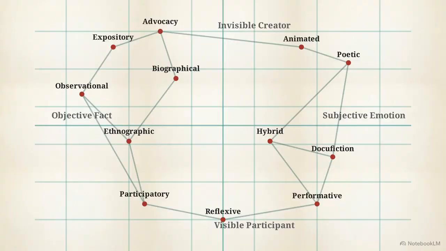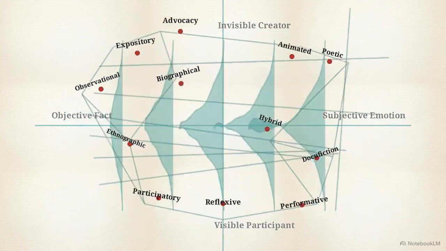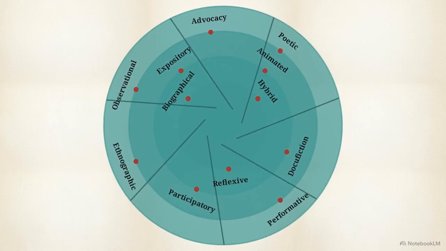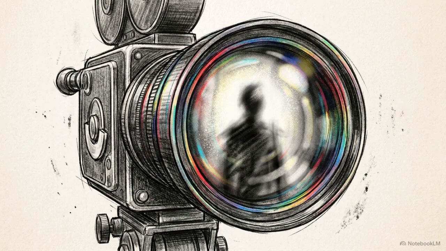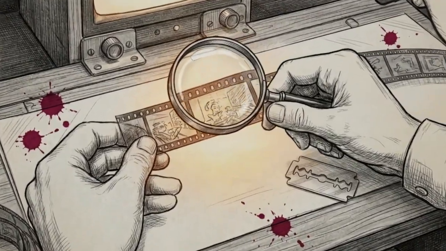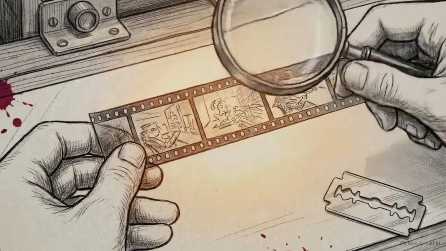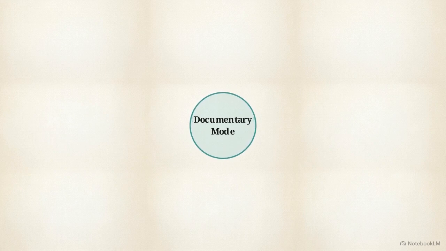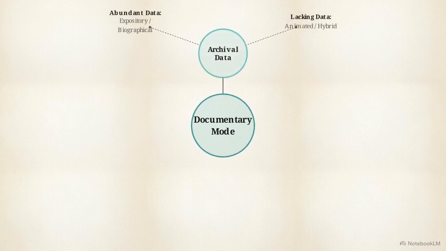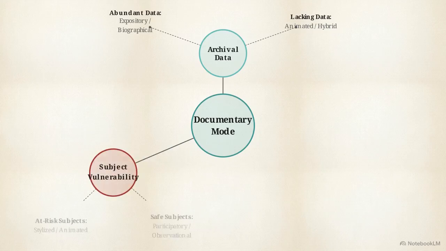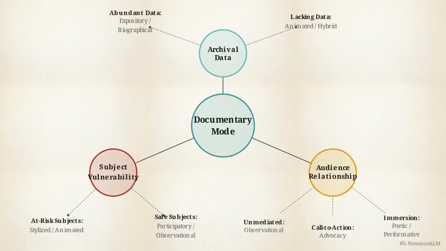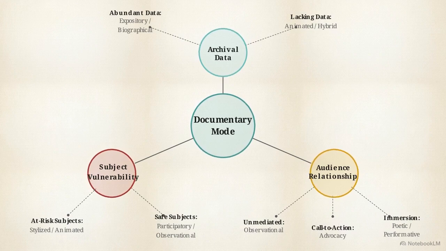So our matrix is full, from the rigid facts of expository logic to the abstract emotion of poetic cinema. We have 12 distinct methodologies for capturing reality. As a filmmaker, how do you actively choose the correct framework for your subject? Selection is never just an aesthetic preference. It dictates the project's ethics and the specific type of truth the filmmaker intends to uncover. The chosen mode must align with the nature of your subject matter. You must evaluate the availability of your archival data, the vulnerability of your subjects, and the specific relationship you want to cultivate with your audience.